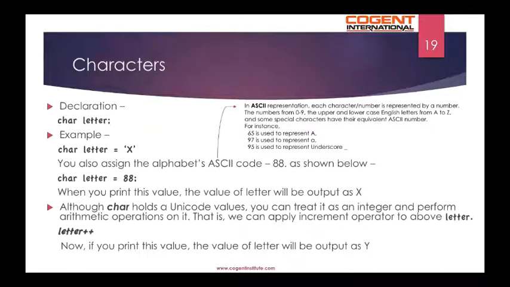Although char holds a Unicode value, you can treat it as an integer and perform arithmetic operations on it. That is, we can apply the increment operator to the above letter, letter plus plus. So in this case, the value of letter will be 89, and on the console output, it will print as Y, because 89 is an ASCII code for capital Y.